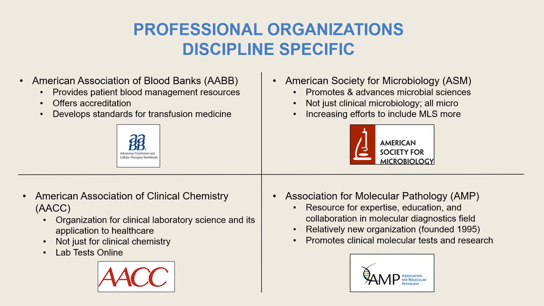So, some discipline-specific professional organizations. The American Association of Blood Banks, the AABB, provides patient blood management resources, and they develop standards for transfusion medicine. They also offer accreditation to blood banks, so that's another way that blood banks can get accreditation and, you know, sort of prove to the public that they are up to certain standards.